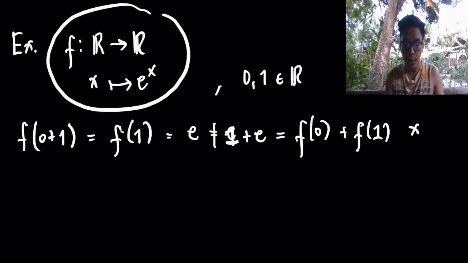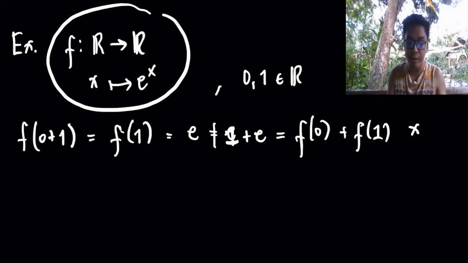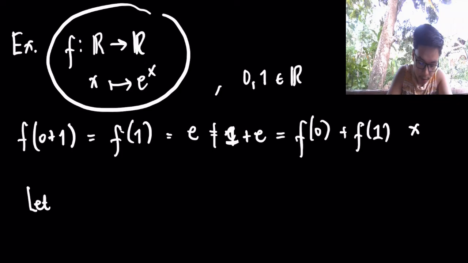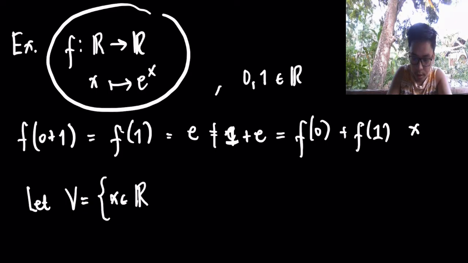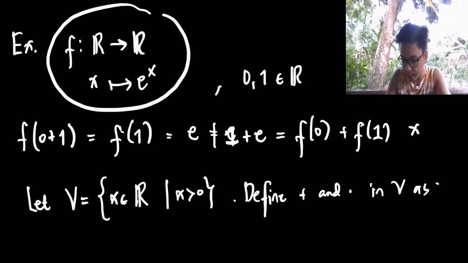Okay, taking a quicker look back at the map from R to R defined by sending x to e to the x. We have shown that this is not a linear transformation. However, we can change the underlying vector space to make it a linear transformation. In this case, we will assume that our V contains x in R such that x is greater than 0, and we define plus and dot in V as follows.